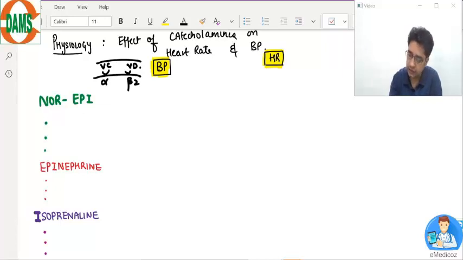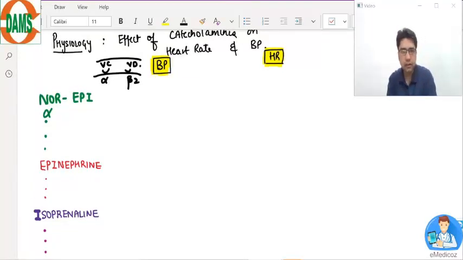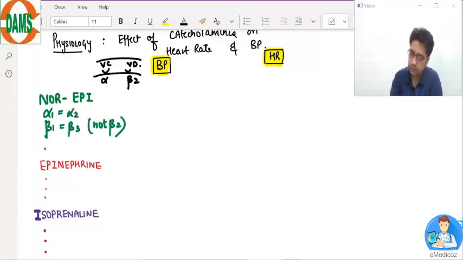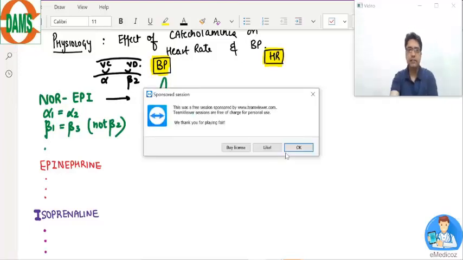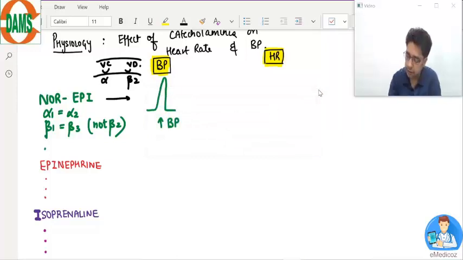Now, norepinephrine acts on all receptors: alpha 1, alpha 2, beta 1, beta 3, but not beta 2. Norepinephrine does not act on which receptor? Beta 2. So tell me, when you give norepinephrine, what will happen to blood pressure? There is an increase in blood pressure. Why? Because of alpha stimulation. Yes or no?